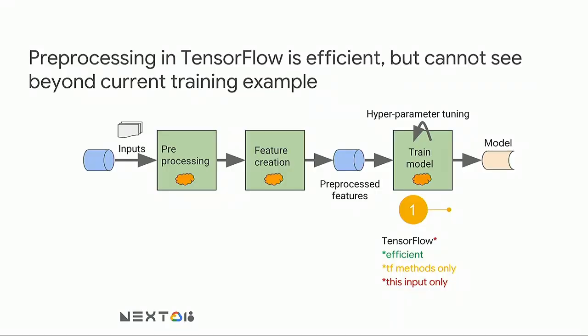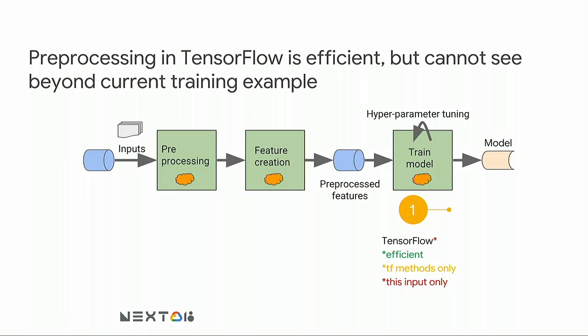There are a couple of ways to do it. If, for example, you do pre-processing in TensorFlow, you can do this reproduction. So you have your pre-processing code, you have your feature creation code, and then you create your pre-processed features and you train your model on them.